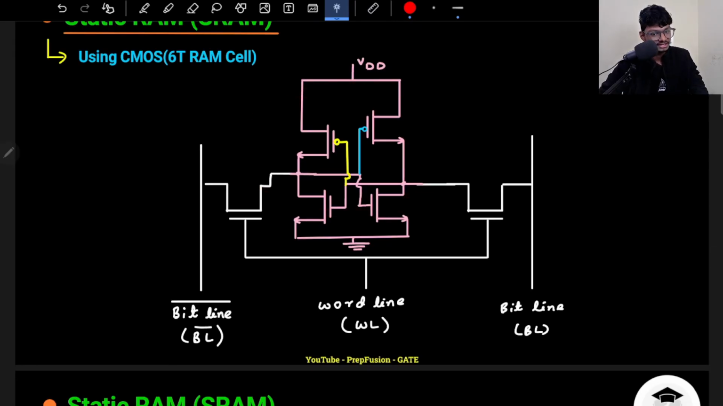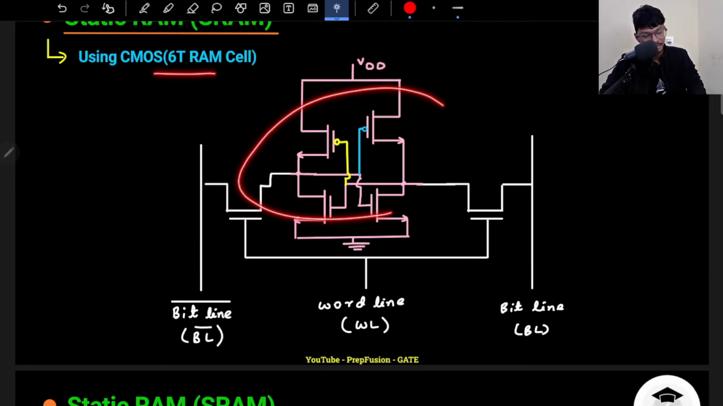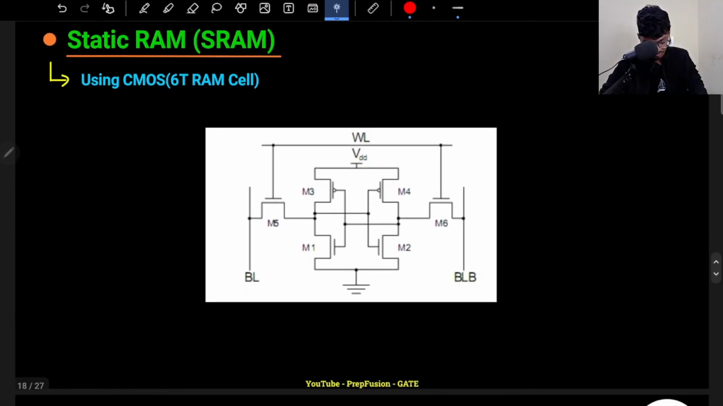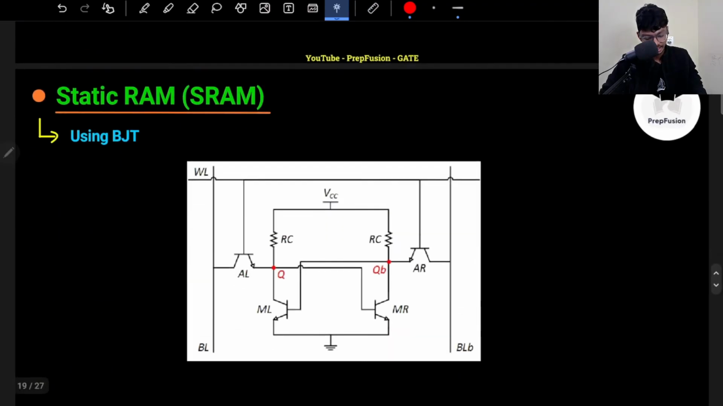So you should know the circuit diagrams. That's the only thing, because this can come with, what is this? This is again a 6T RAM cell, but this is using CMOS. The previous one was using NMOS. Okay, so this is the bookish way of circuit diagram. This much you have to know, nothing else. Now we'll come to dynamic RAM.